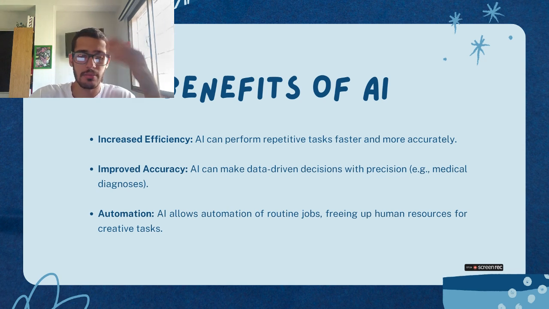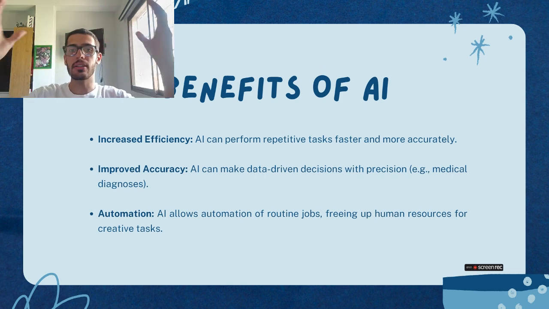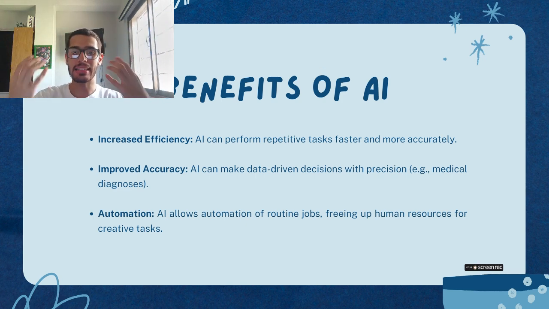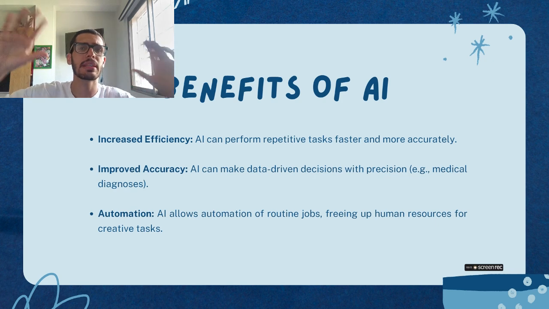There are a lot of benefits of AI in our everyday life, in specific fields. There are a lot, but some of them are increased efficiency, because AI can perform repetitive tasks faster and more accurately than a human being. Most of the times. Sometimes. Improved accuracy. AI can make data-driven decisions with precision, like I said before, for example in medical diagnosis, where it's very useful. And automation is like the holy grail of the benefits of AI, because AI allows automation for routine jobs, freeing up human resources for creative tasks or maybe some other more complex tasks.